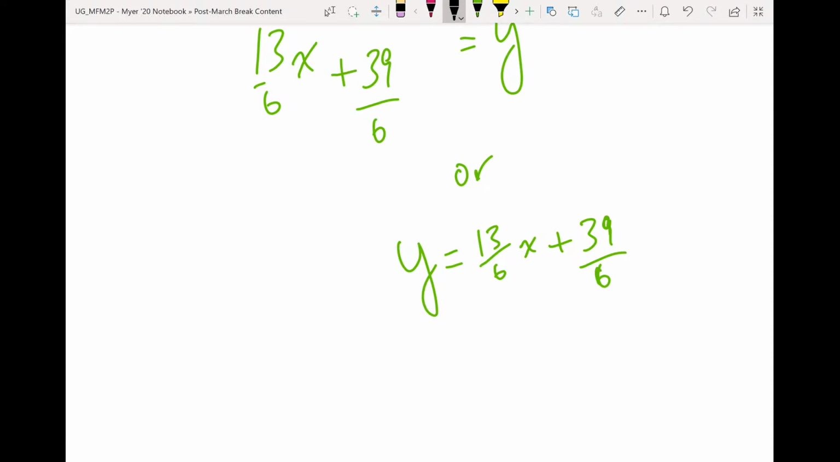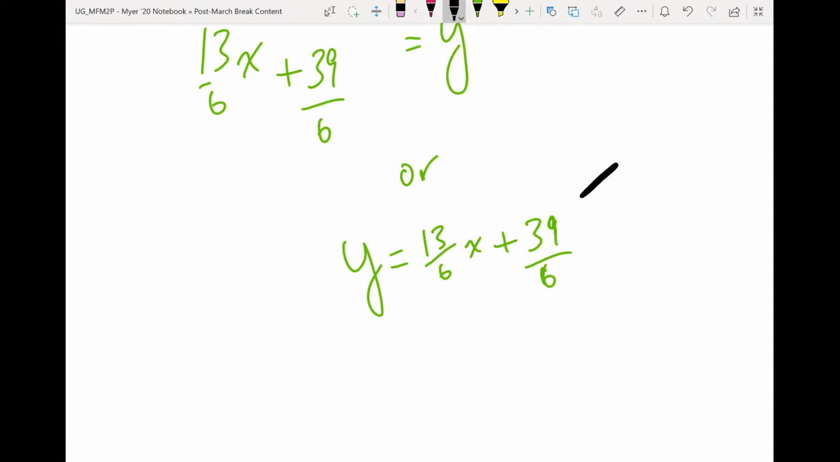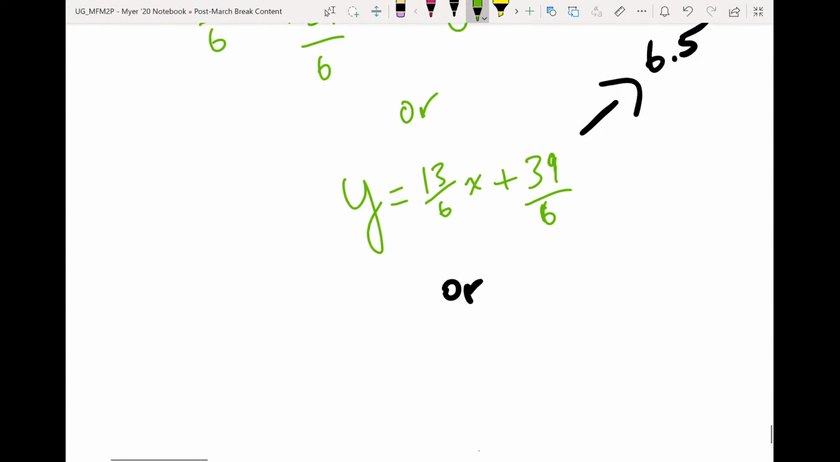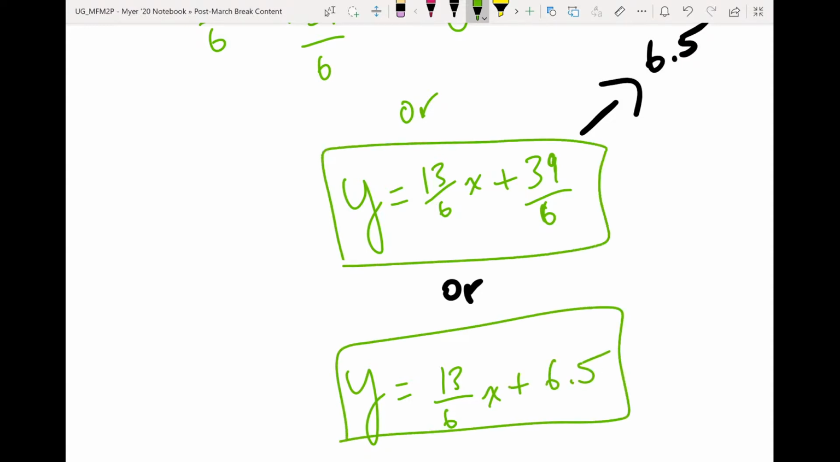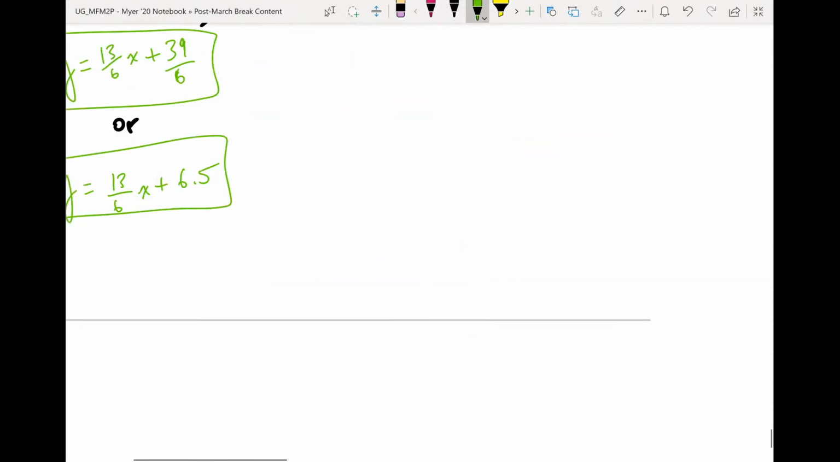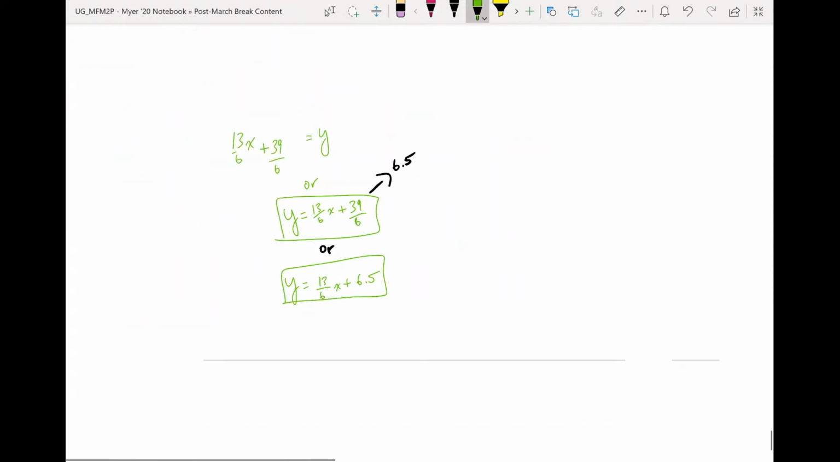Now, technically, we could reduce that 39 over 6 because it would be 6.5. So we could have actually written it like this. Y equals 13 over 6x plus 6.5. But either one of those answers is correct. Let's do the other one right quickly.